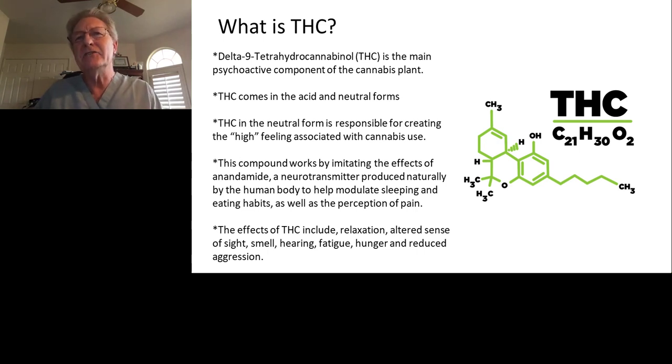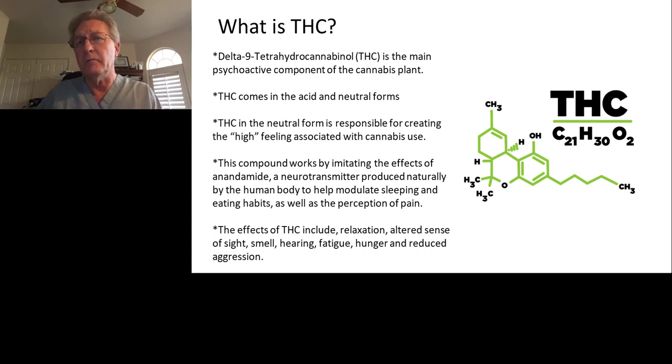So what's THC? Delta-9 tetrahydrocannabinol is the main psychoactive component of the cannabis plant. Now, I'd mentioned that it comes in the acid and neutral form. When you find it in the actual plant as it's living, it's produced in the acidic form. The neutral form is converted by several different processes, and we'll talk about that shortly.